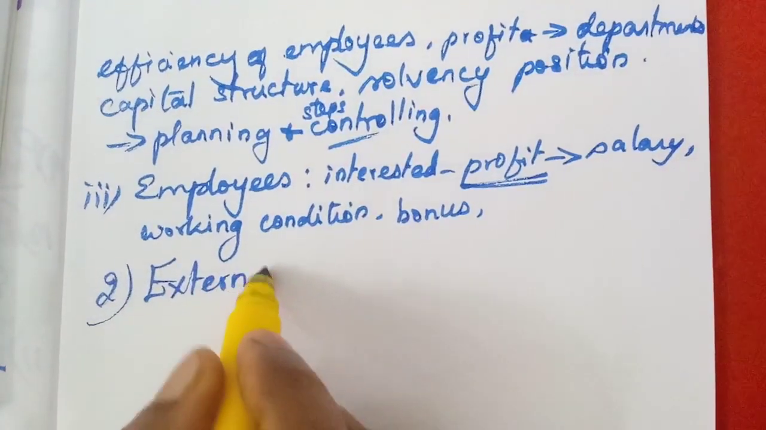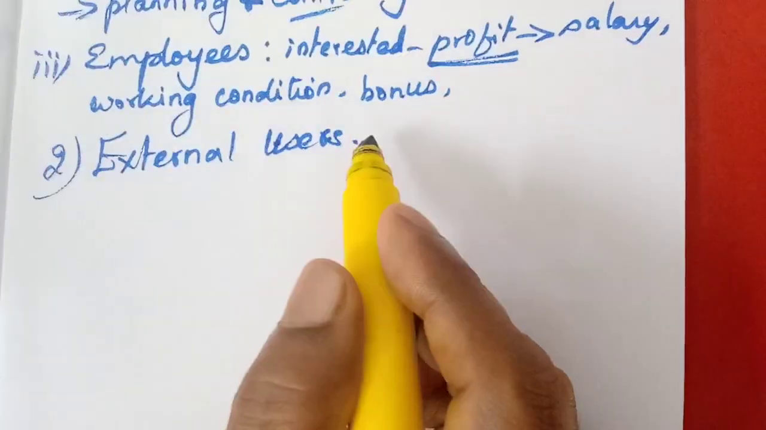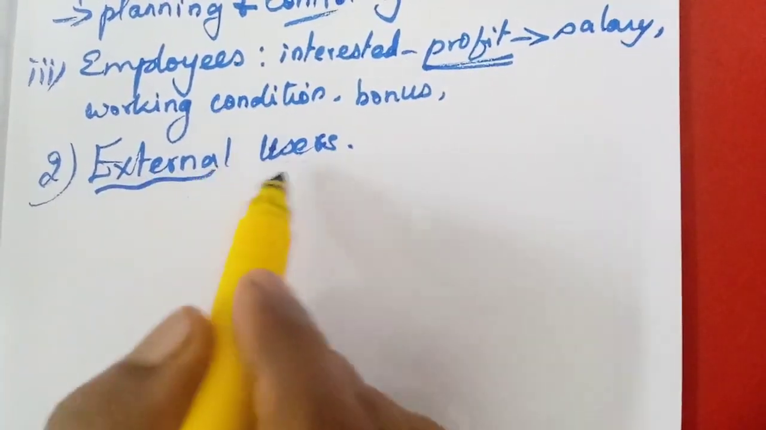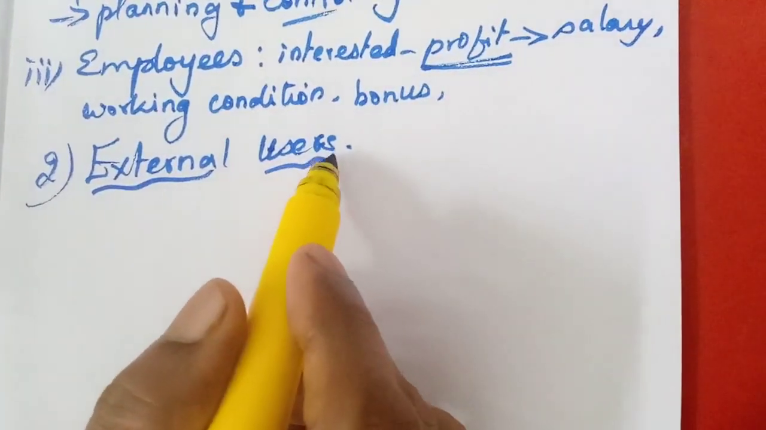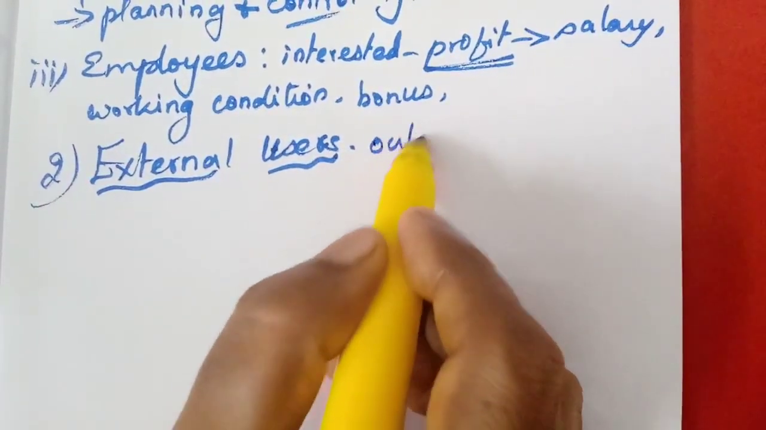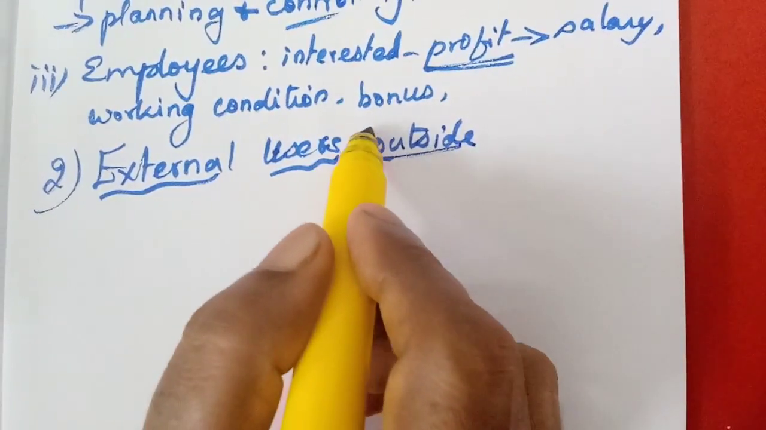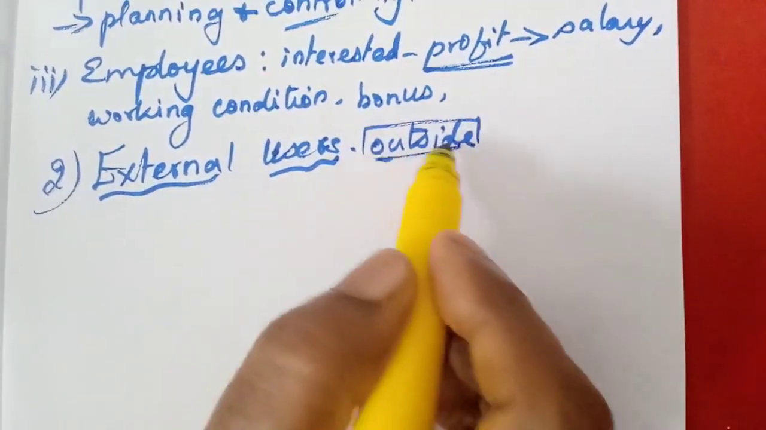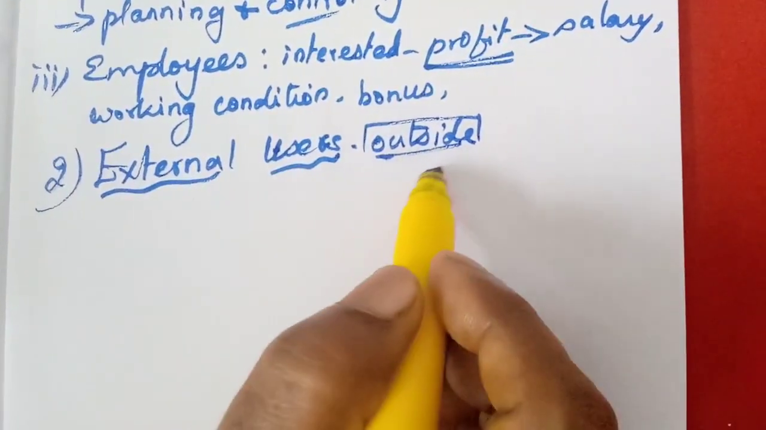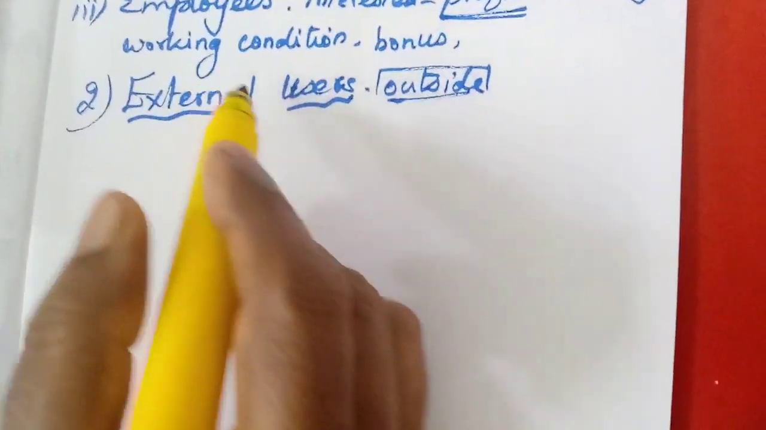External users. The people who use the financial information outside the organization. Internal, external, isn't it? Internal means inside the organization. External means outside the organization. They are also using this accounting information for various purposes. Their own purposes they will use.